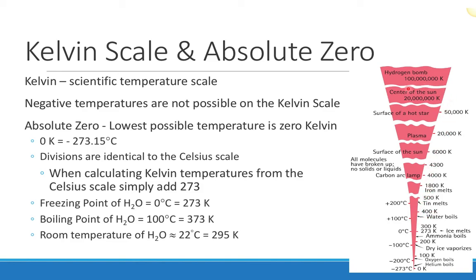And then we can get all the way up to really, really high temperatures in Kelvin. This is 100 million Kelvin for a hydrogen bomb. The center of the sun is 20 million Kelvin. And you'll notice there's no cap here, so there's no cap on how high the temperature can be. But there is a cap down here: 0 Kelvin.